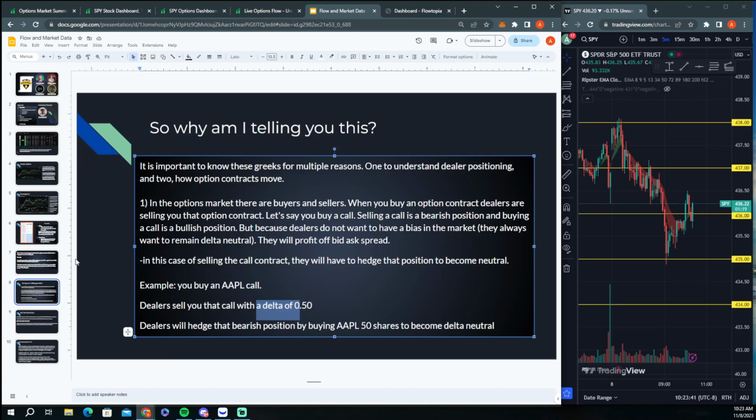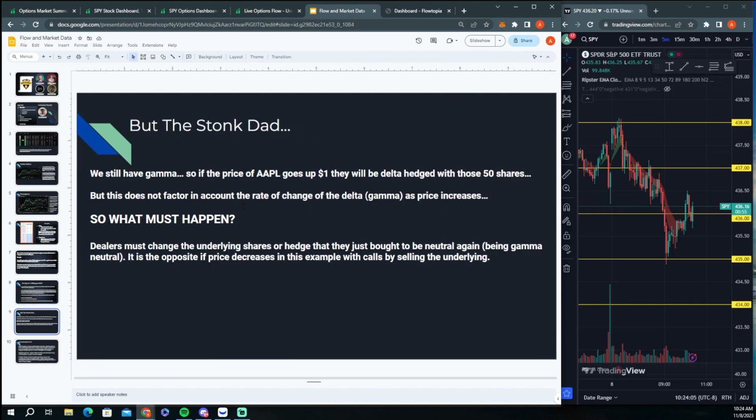So that's why I like data, because you can't argue it. It's there, and you cannot argue it. That's why I like data so much, and why I push it. Okay, so you guys understand this. The dealers have to hedge by buying the underlying with delta. I hope that makes sense. If it doesn't, it'll make sense as I move on.